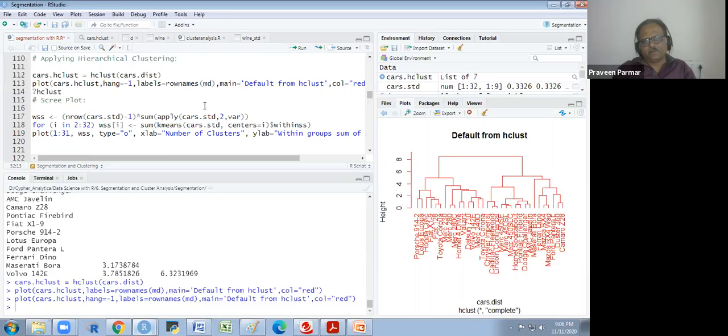Okay. Generally, we see the height, and as per the height, we decide the first group, second group, third group. Okay. So let's finish this, and we meet tomorrow.